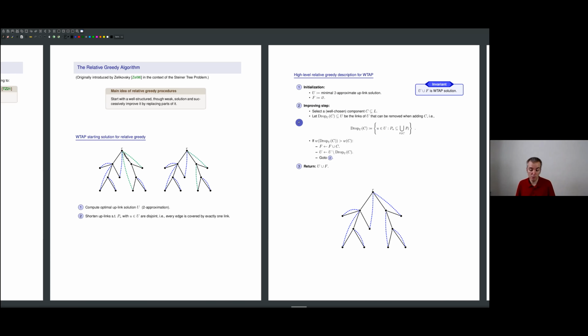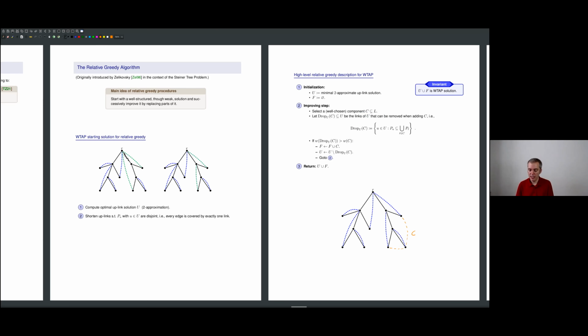And what we're going to do is improving steps. So in one improving step, we want to select a well-chosen component. I have to be more clear in a moment how precisely we select that one. So imagine that this is your uplink solution. Again, it's a minimal one. There's no overlap between the uplinks, and you might have some component C. Maybe this one here you want to add. A component is just a subset of links.